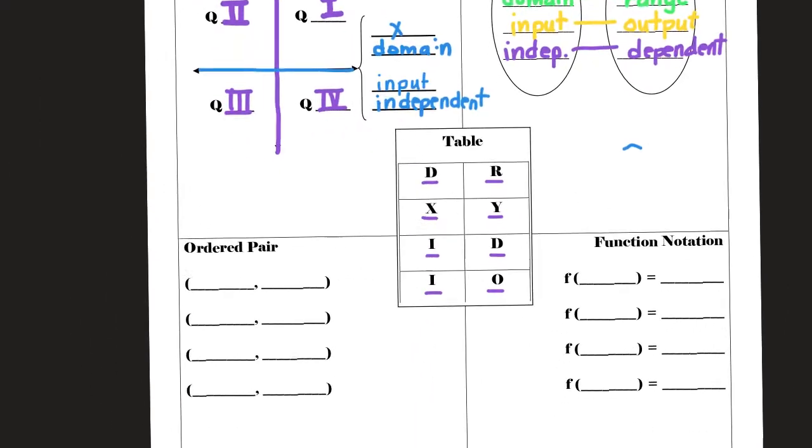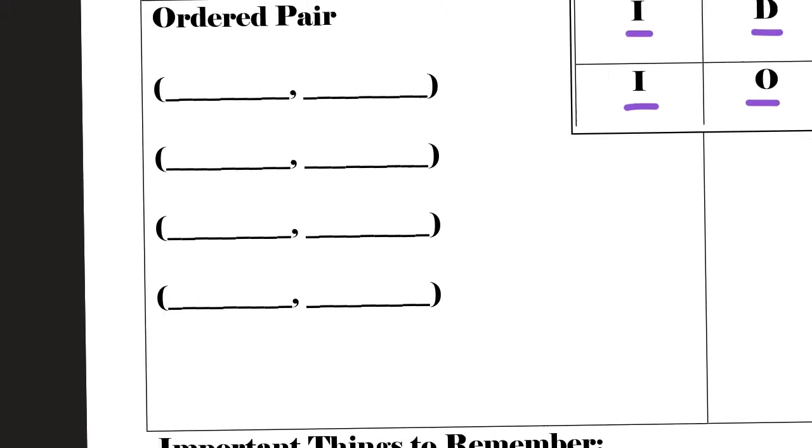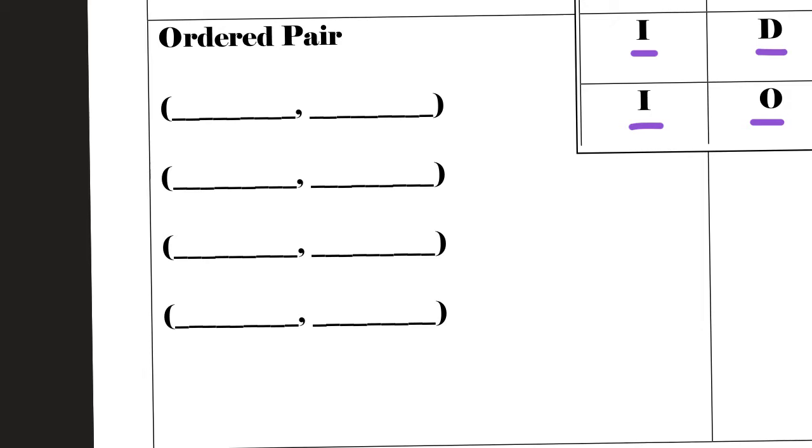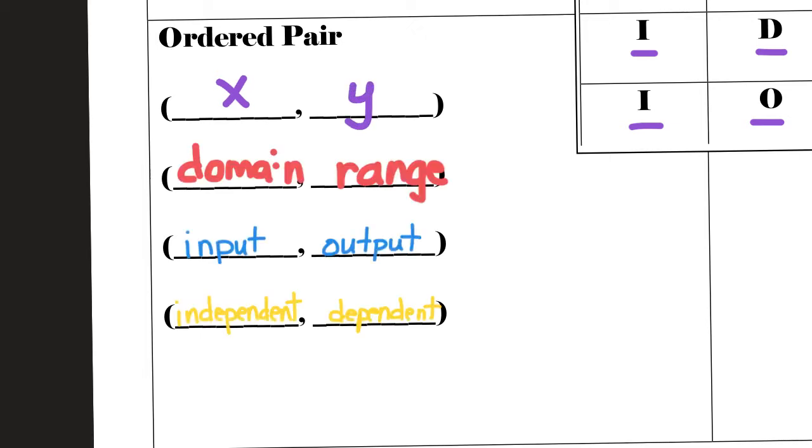Now let's look at it as an ordered pair. As an ordered pair, remember that we have parentheses around the pair and a comma in between the variables. Please pause the video here and fill in the rest of the ordered pairs.